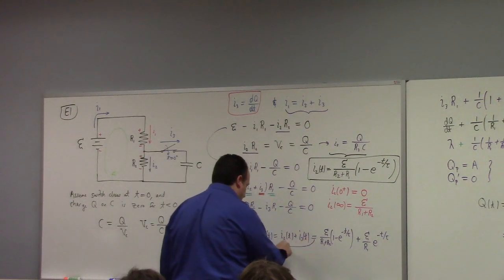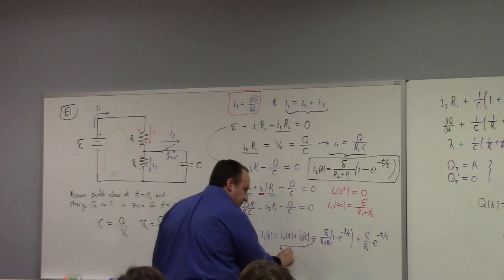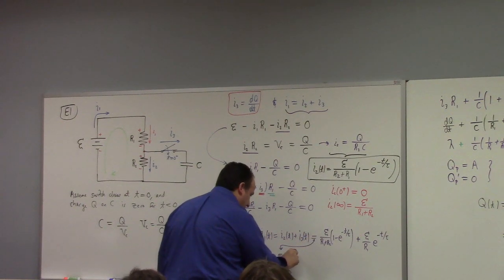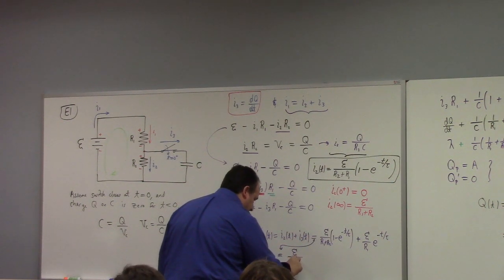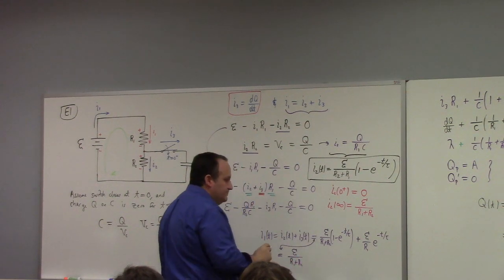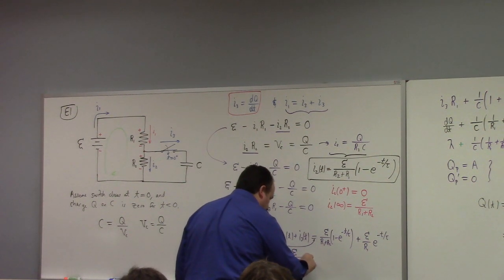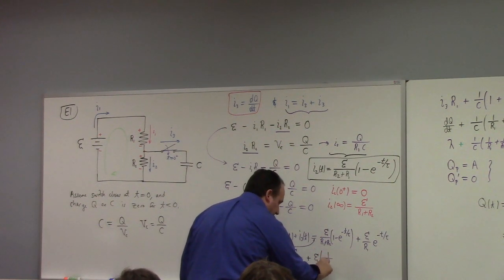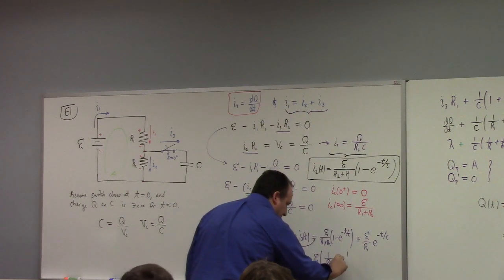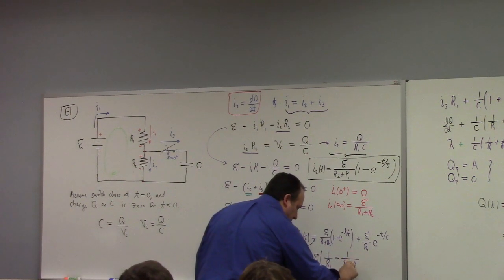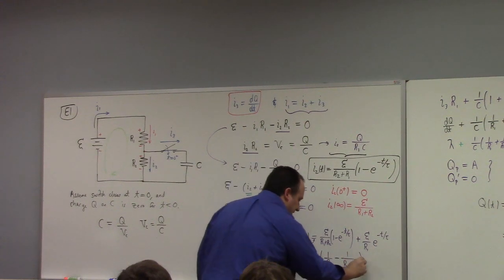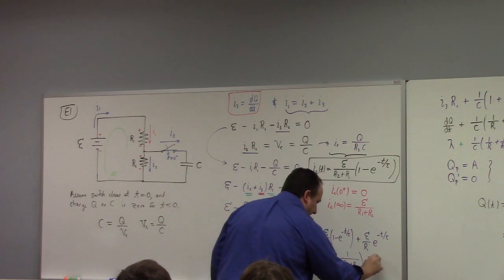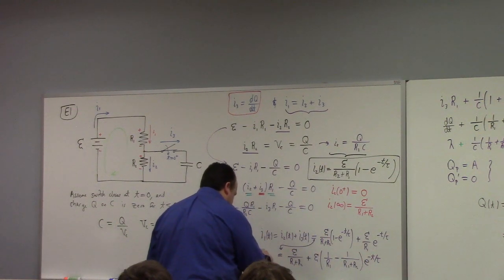So let's see here, what's that? That's equal to E over R1 plus R2, plus E times 1 over R1 minus 1 over R1 plus R2, times e to the minus t over tau. So there's current 1 as a function of time.